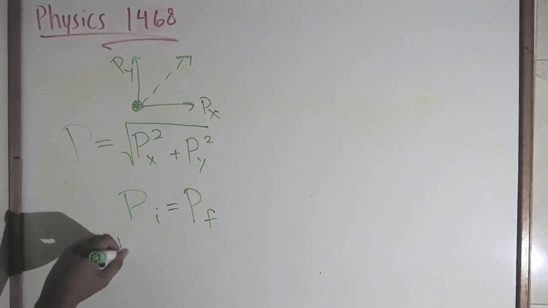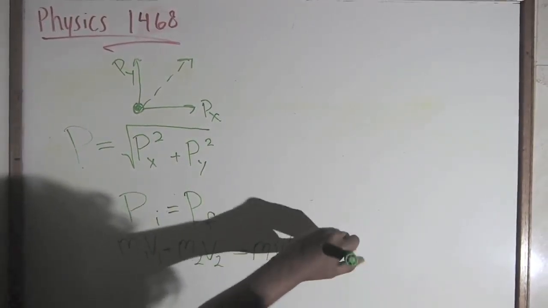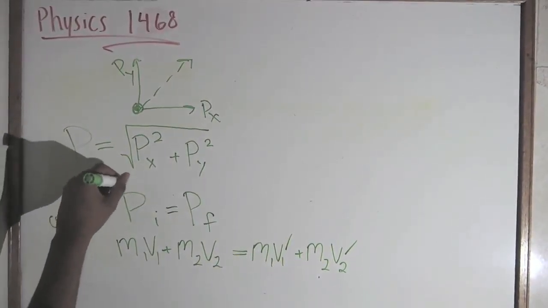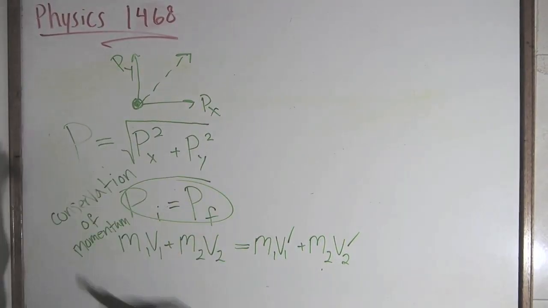Momentum is always conserved in any situation. This concept is called the conservation of momentum. This is indicated by initial momentum is equal to final momentum. Since the equation for momentum is mv, conservation of momentum in a collision can be indicated by m1 v1 plus m2 v2 is equal to m1 v1 prime plus m2 v2 prime.